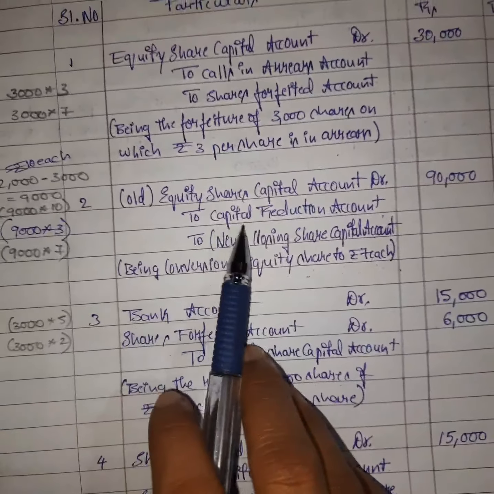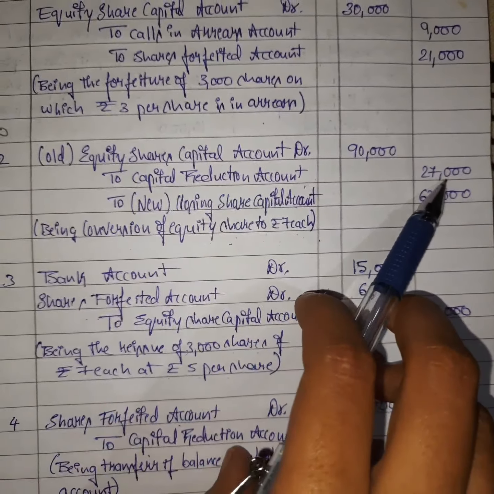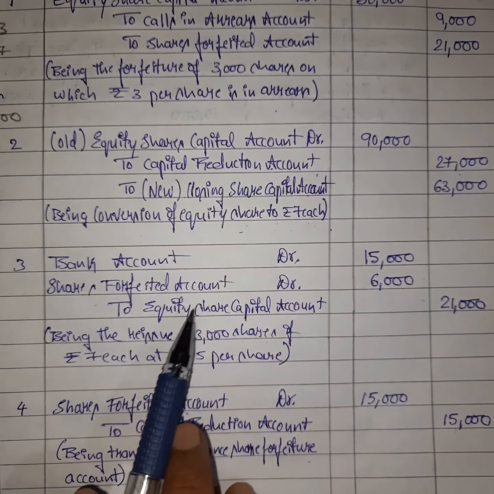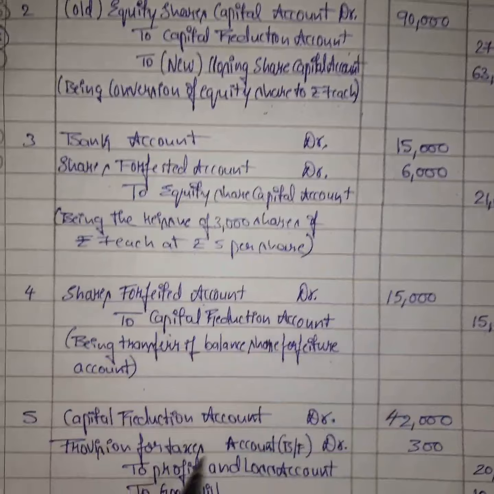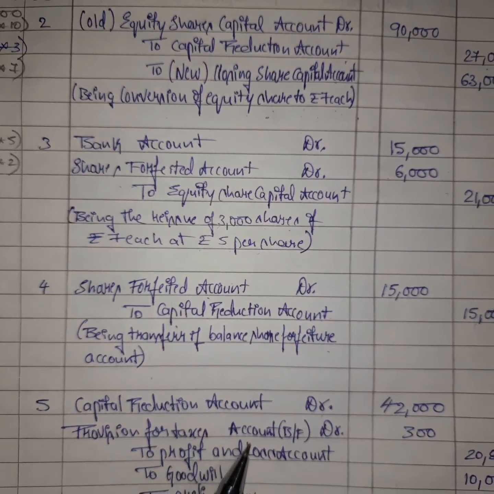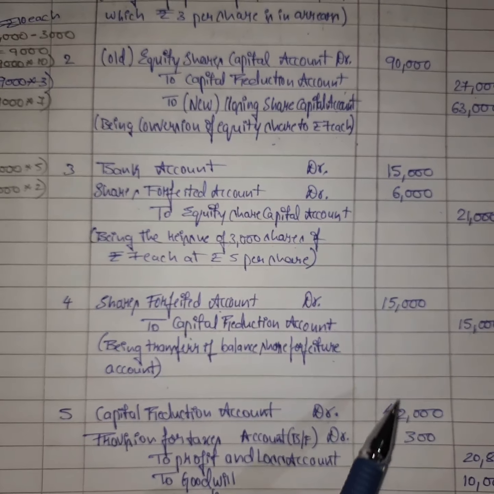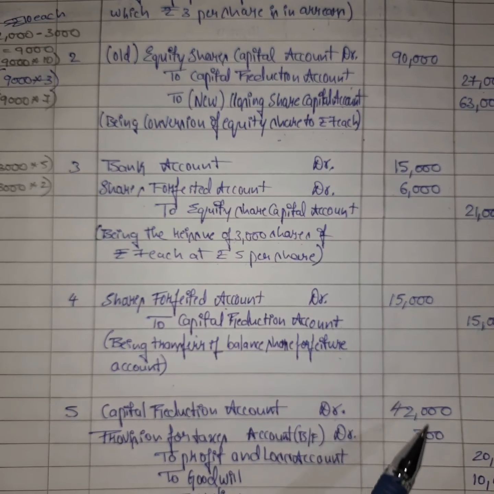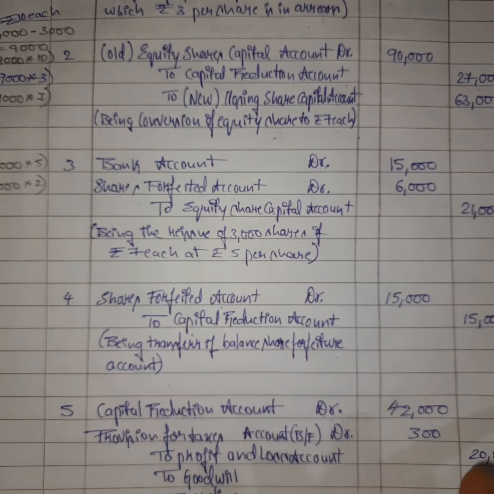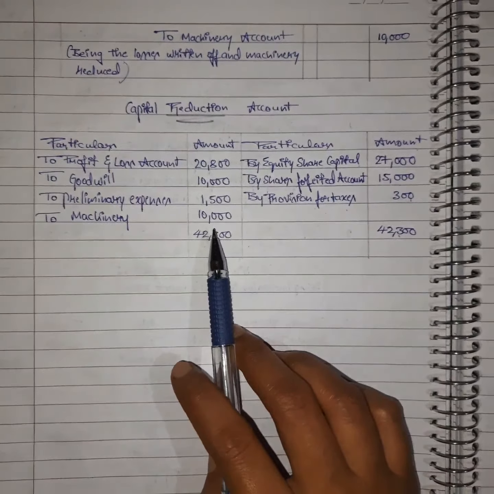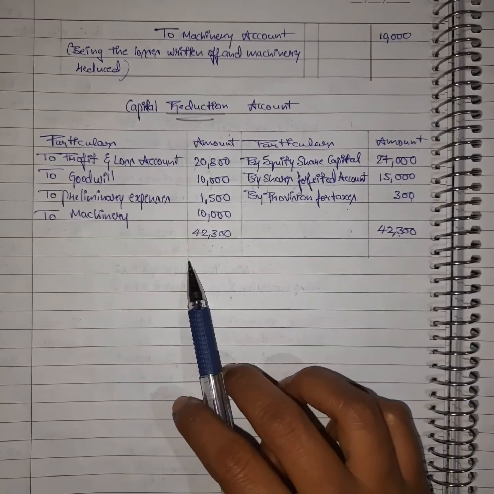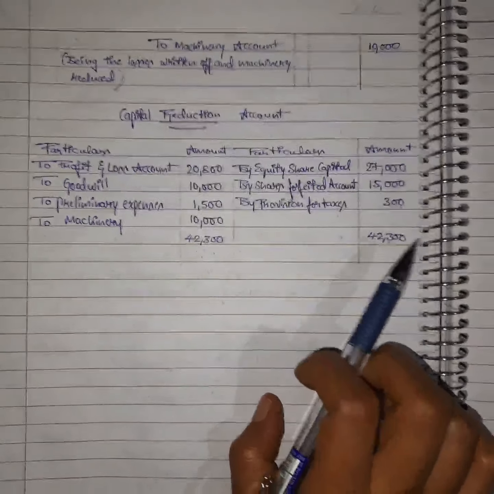The capital reduction account 27,000. Here also in capital reduction account 15,000. Then here in the debit side, provision for tax 300. So if you are totaling this, 42,000 plus 300, so it will be 42,300. You can check it out, capital reduction account. Once again, the total on both sides is 42,300, 42,300. So moving to balance sheet.